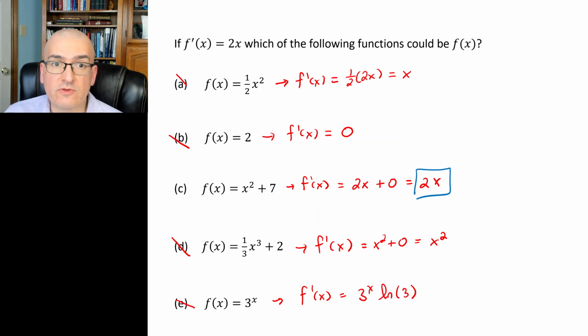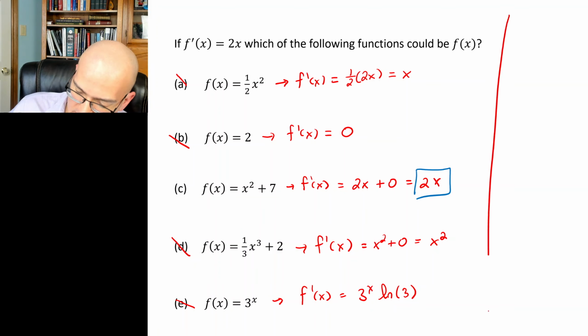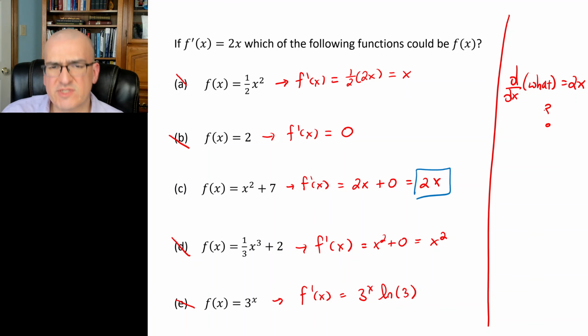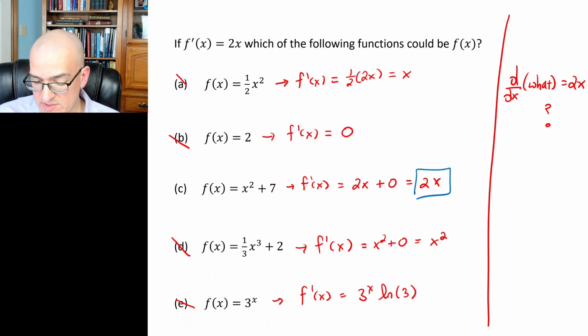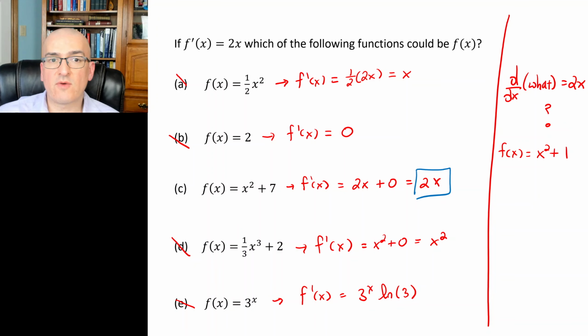We could ask the general question, what do you take the derivative of to get 2x? So I'll put that down on the side here. d/dx of what is equal to 2x? So that's the question. What's the what? And we already saw that the correct answer can be x squared plus 7, but there's other correct answers. What about f of x equals x squared plus 1? That works. The derivative of 1 is 0.